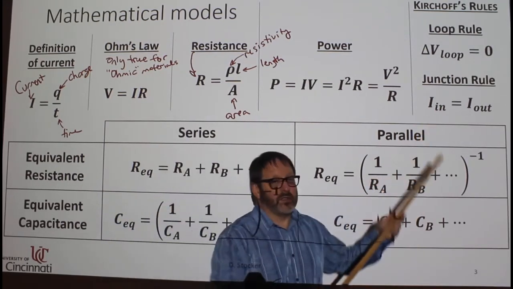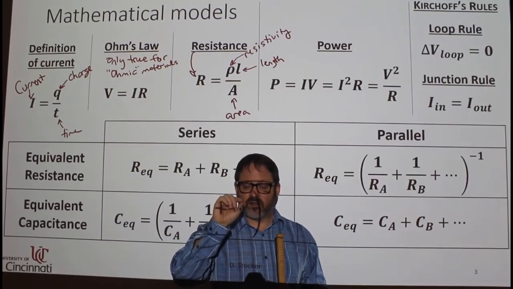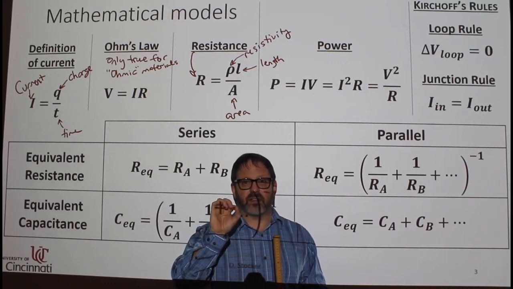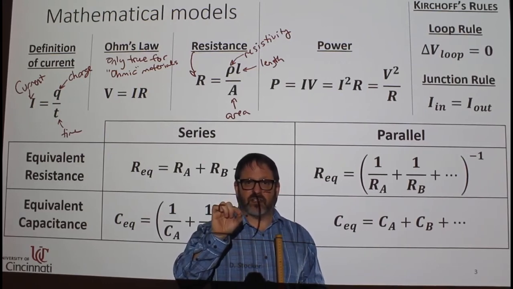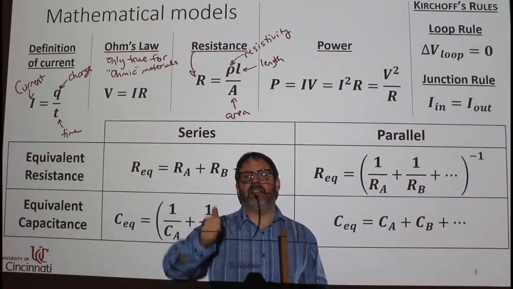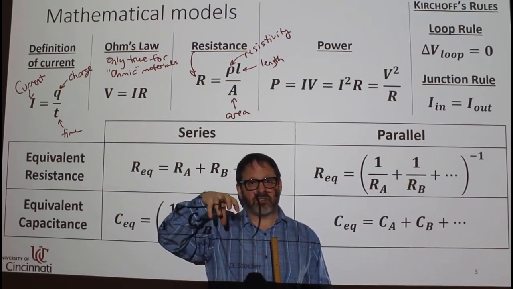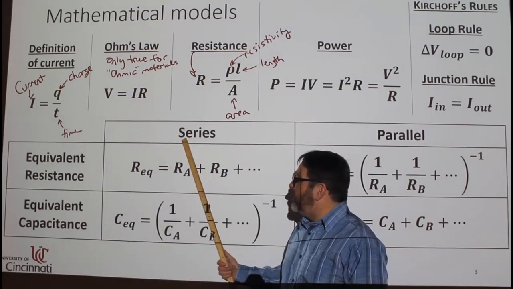The junction rule. A junction is any place where two wires or other conductors join together within a circuit, and within any junction, the amount of current going into that junction has to be equal to the current coming out of the junction. You can't pile up charge at a junction.